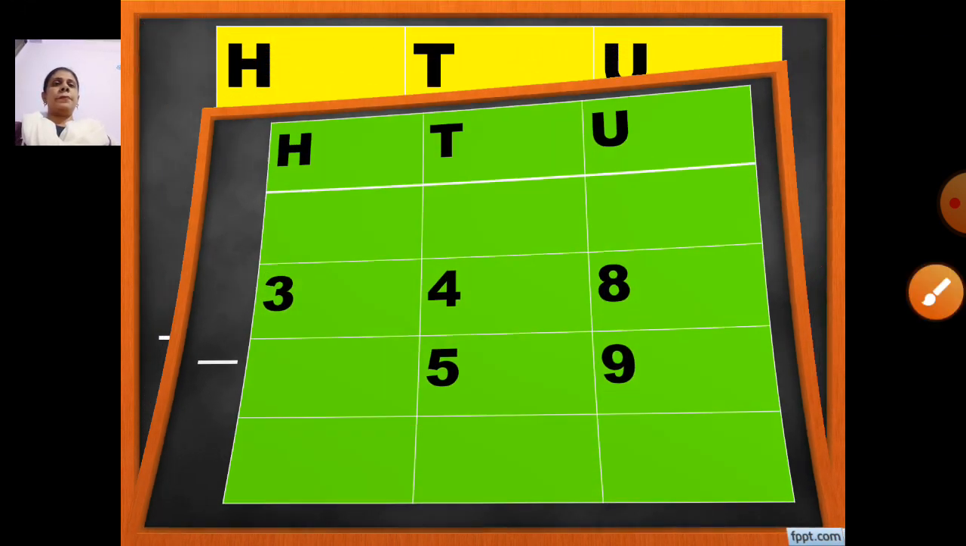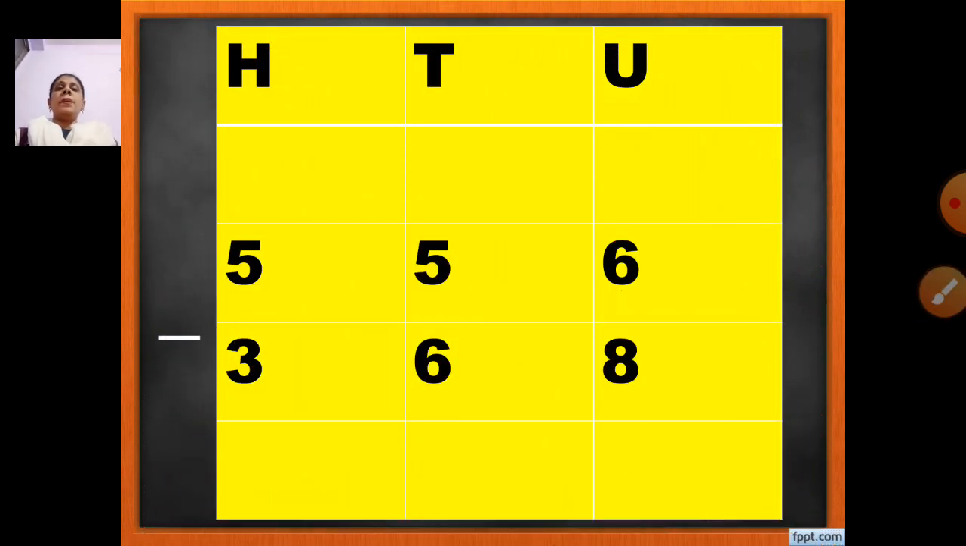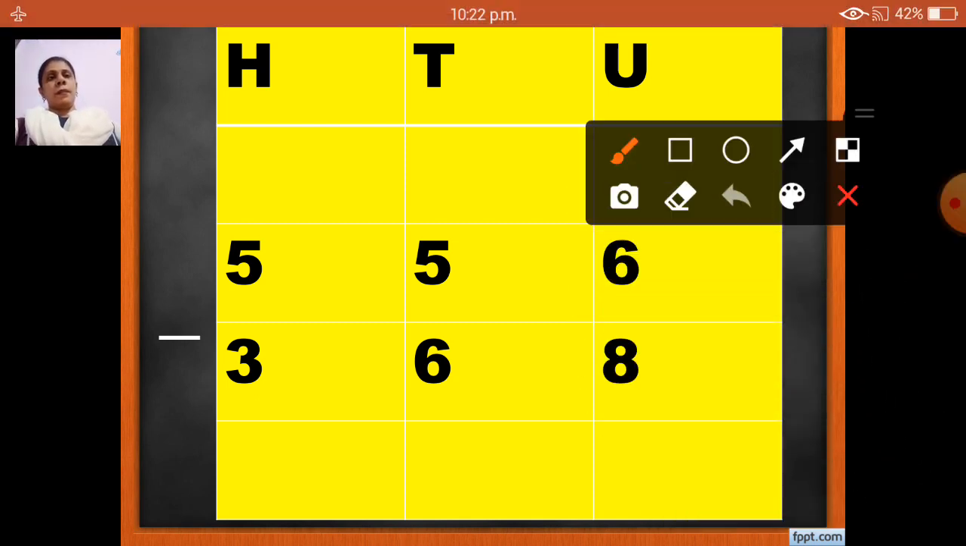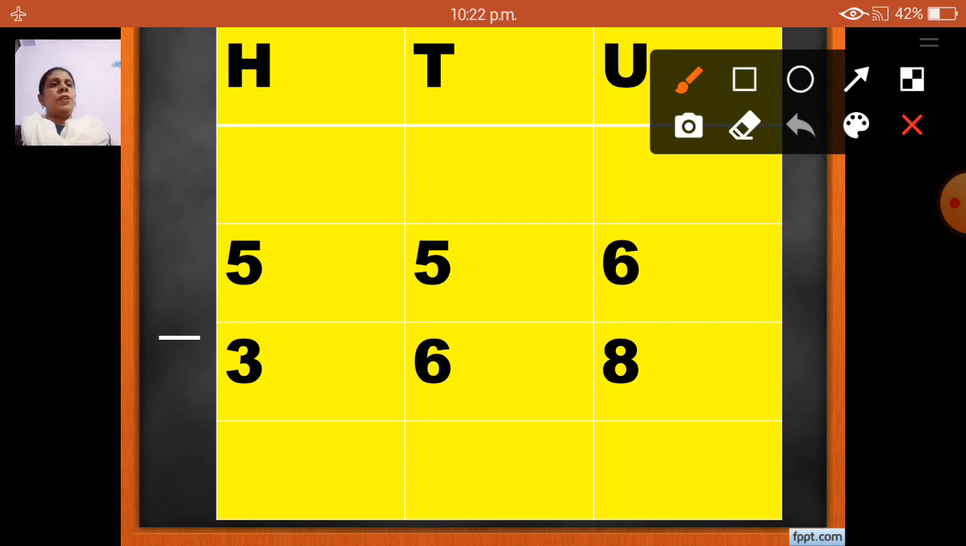Next. The numbers are arranged according to their place value, that is hundreds, tens and unit column. The numbers are 556 and 368. Okay. So let us start. Units with units. Now 6 is a smaller number, 8 is a bigger number. So we will not subtract 8 from 6.